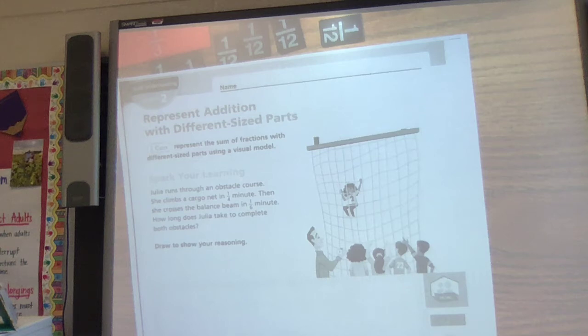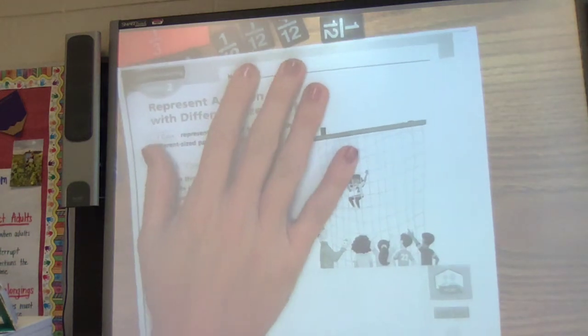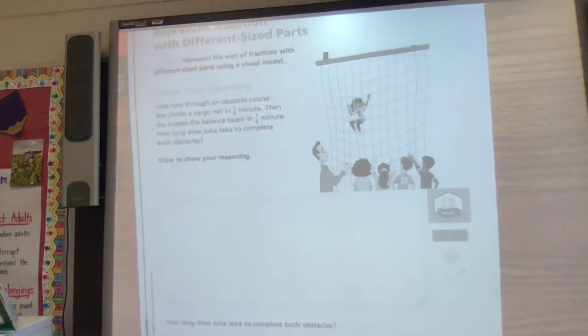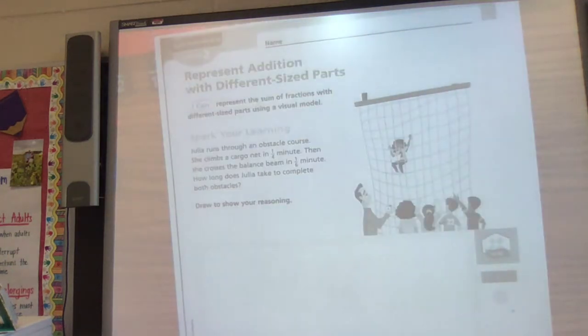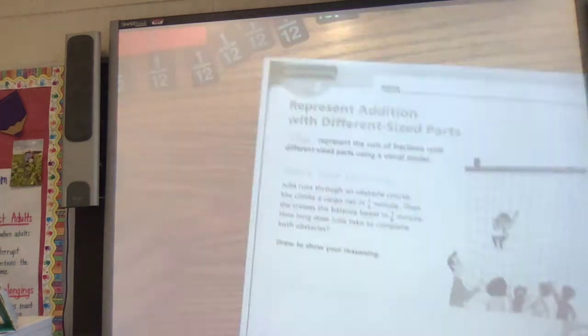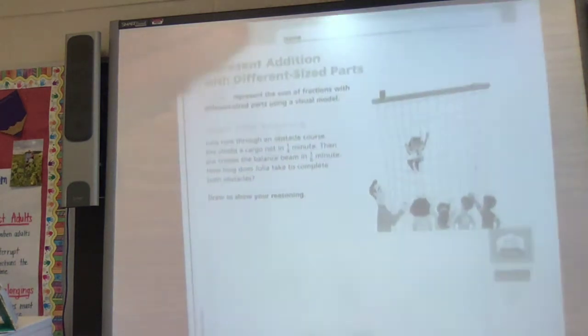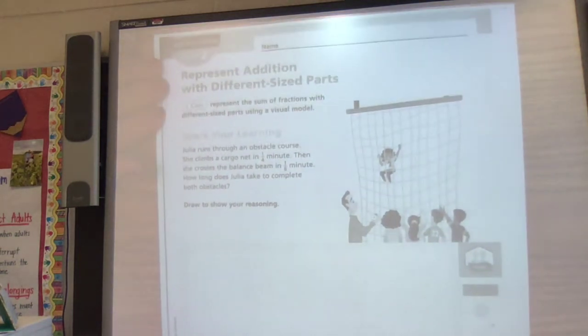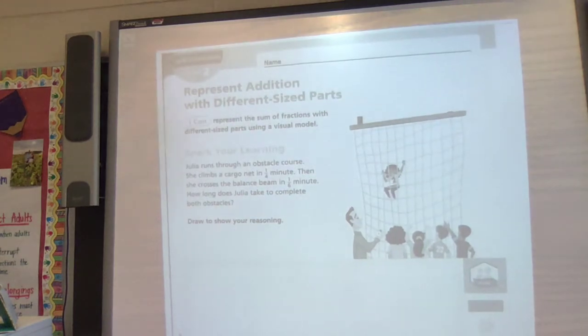Hey guys, today we are representing just addition with different size parts. So again, our fractions would have different denominators. This is in your module 1 through 9 book, page 133. So we are flipping back to the other book now for a little while.